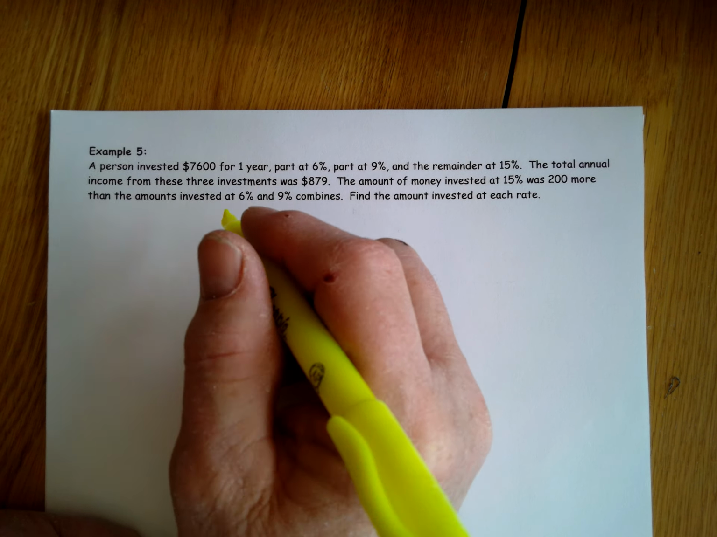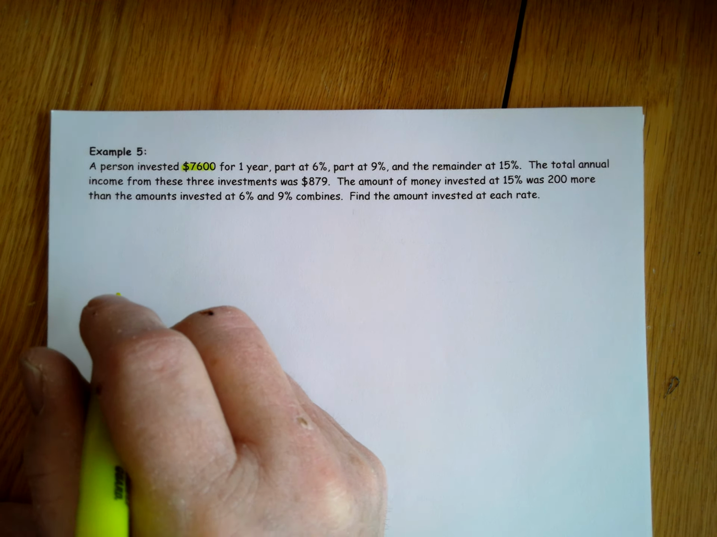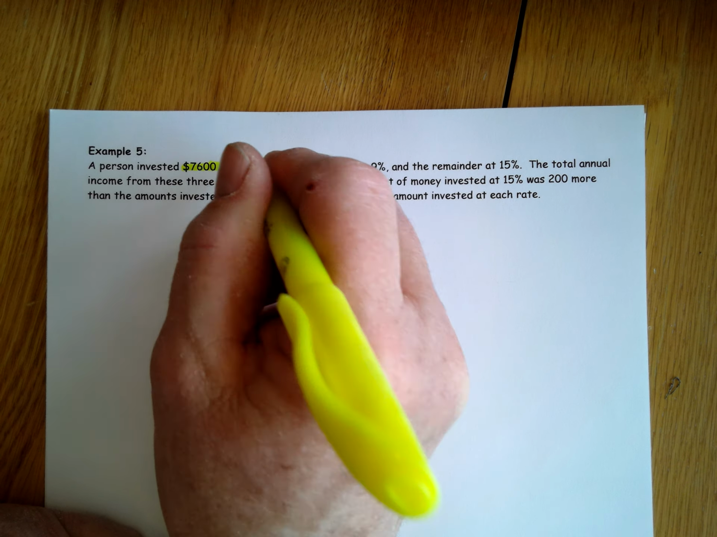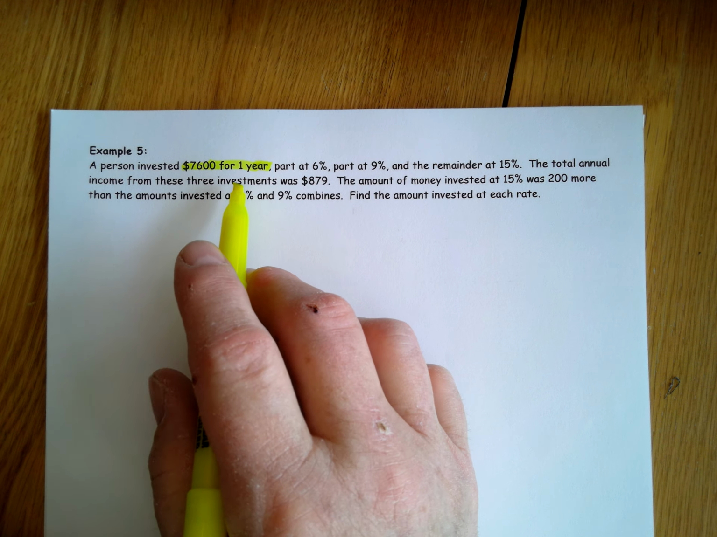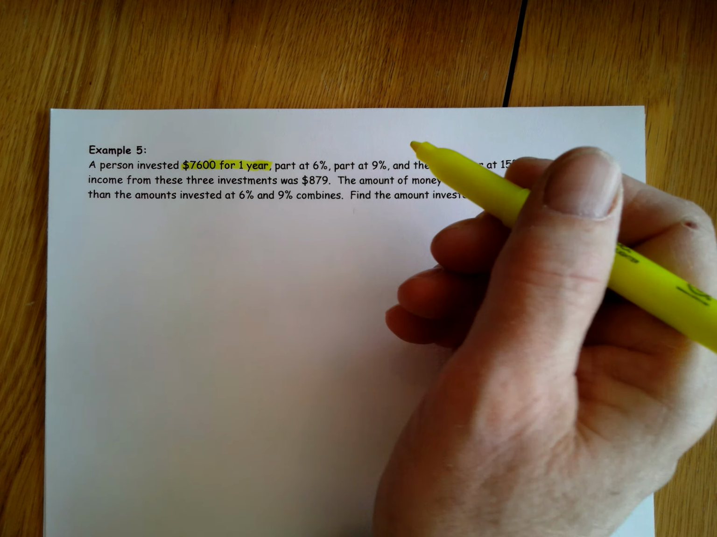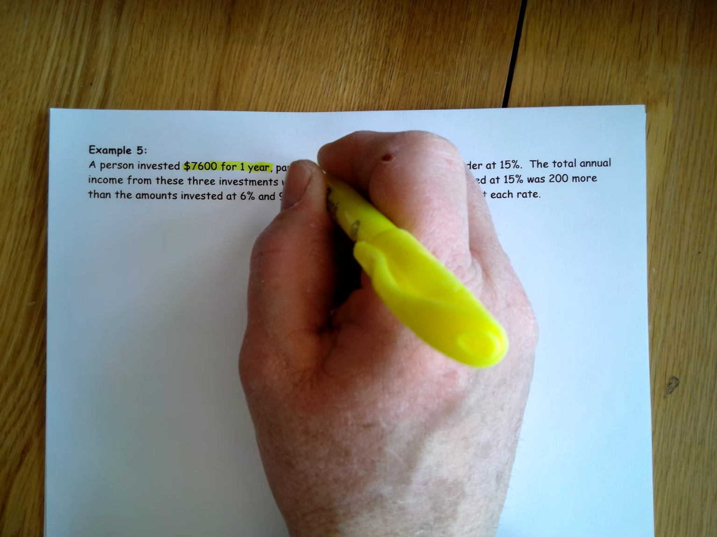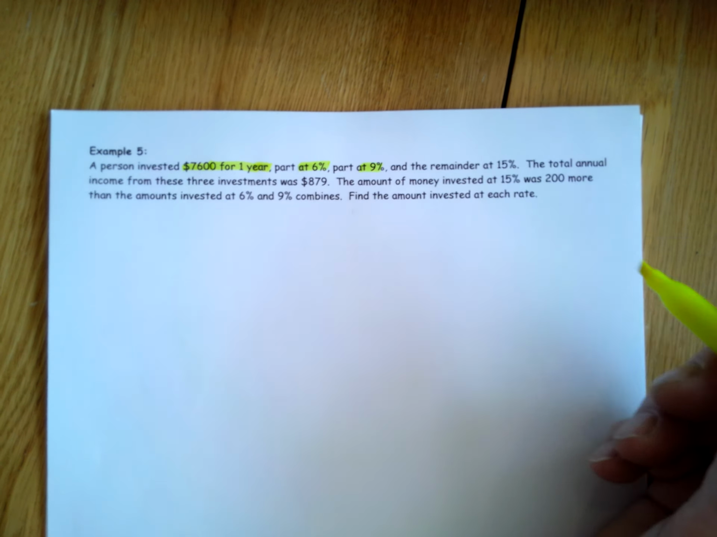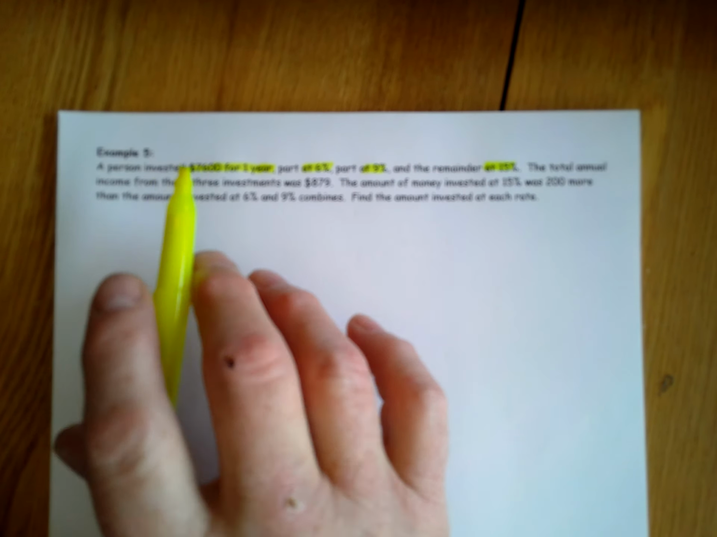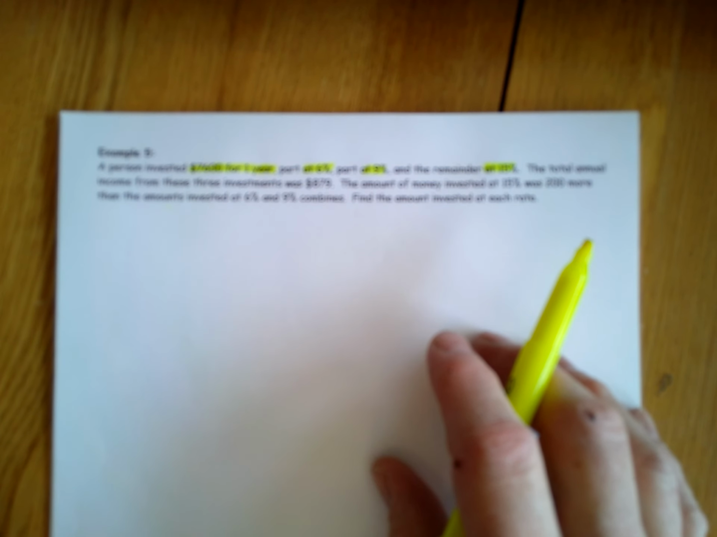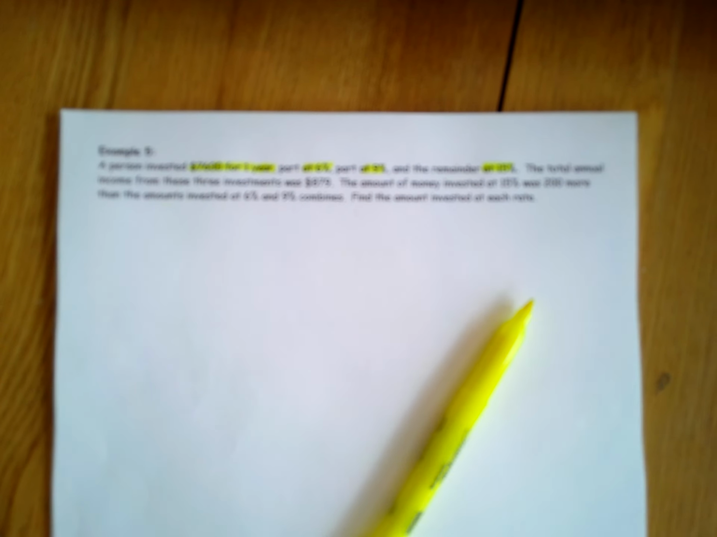So a person invests $7,600 for 1 year, okay? So just 1 year. That 1 year is extra information. It's not going to matter in this problem. But they tell us that they put some of the money in at 6%, some of the money in at 9%, and some of the money in at 15%. So they take that $7,600 and they divvy it up three different amounts. We don't know what those amounts are.